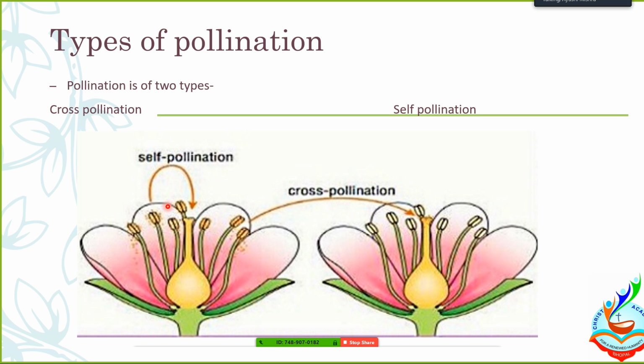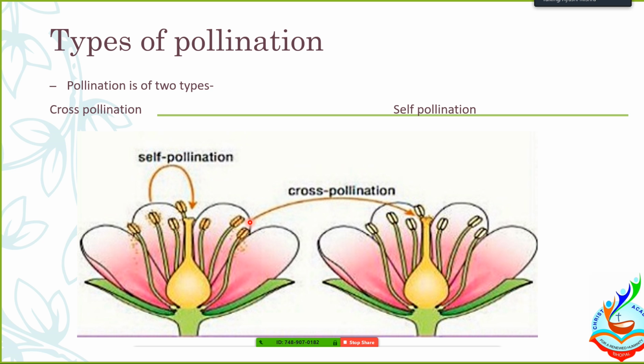Then the second one is transfer of pollen grain from anther of a flower to the stigma of another flower of the same plant. First is when pollen grain transfers from anther to the stigma of the same flower. When pollens transfer from the anther to stigma of another plant of the same breed, this is also called self-pollination.